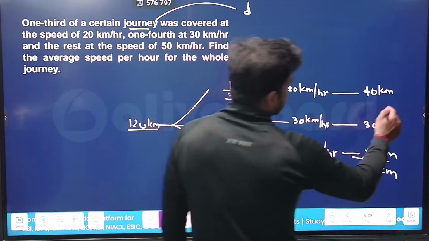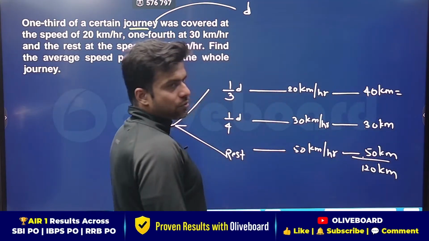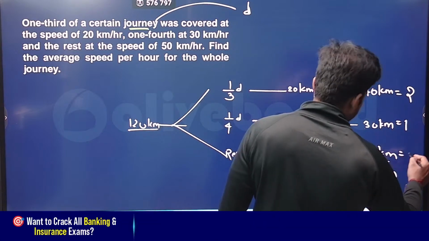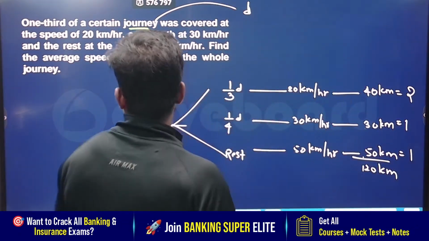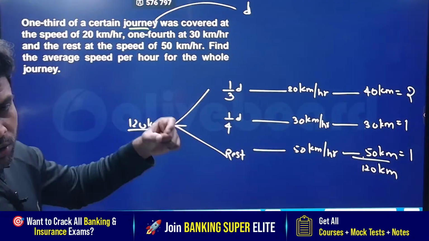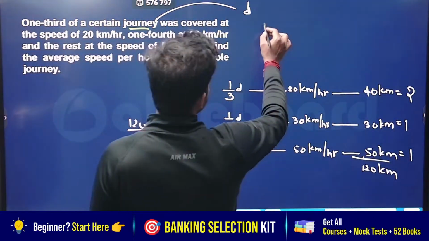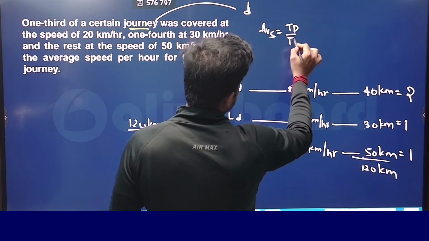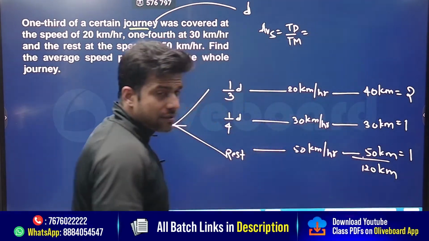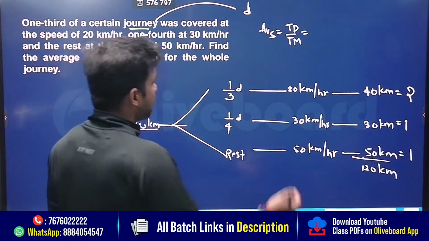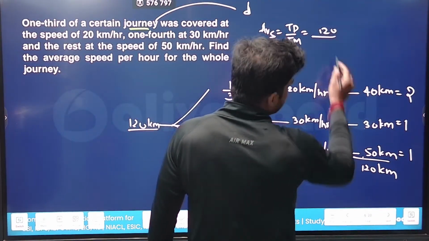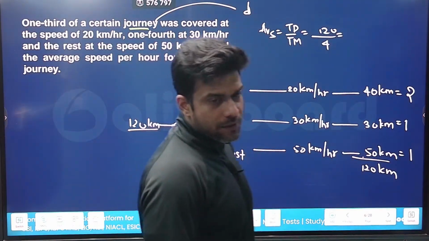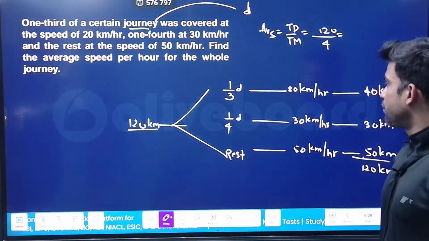Now you can get the time, which is how much? 40 kilometers at 20 kilometers per hour. Can you say 2? Here you can say time would be 1. Here also you can say time would be 1. What they're asking is, find the average speed. What is average speed? Total distance by total time. What is total distance? You know very well, which is 120. Now what is total time? Which is nothing but 4. Is it right? This much is clear. And the average speed would be 30.